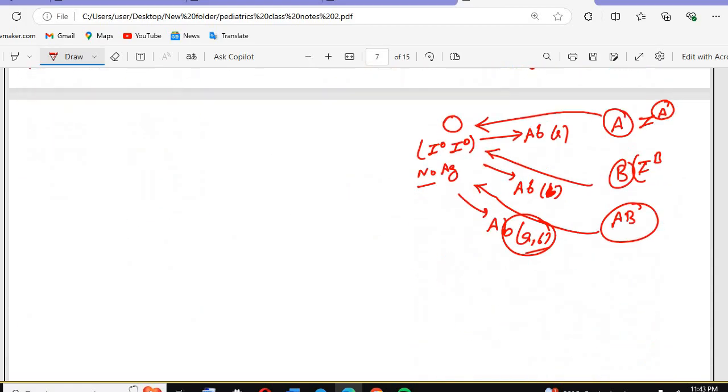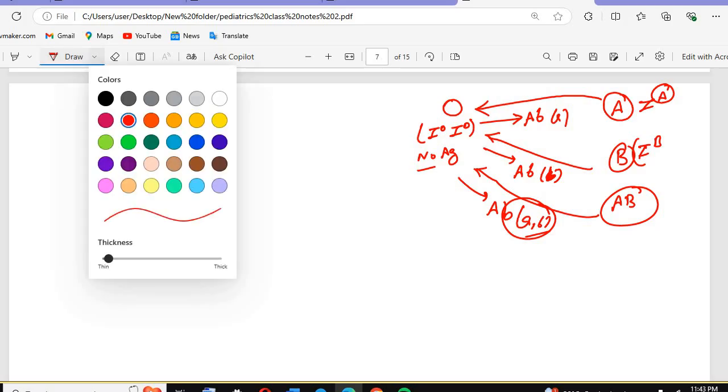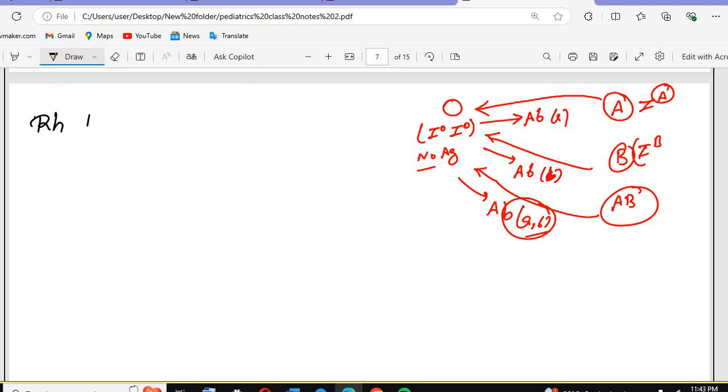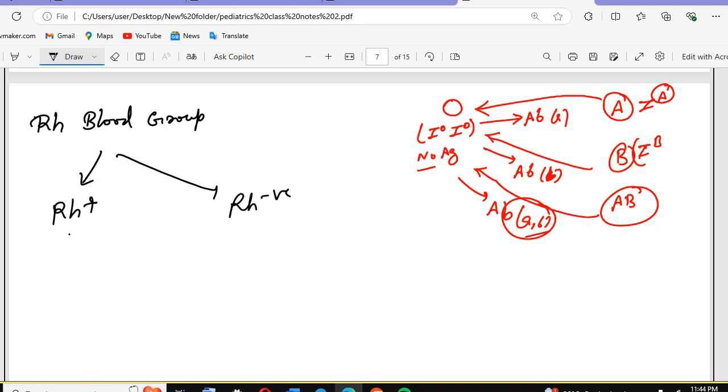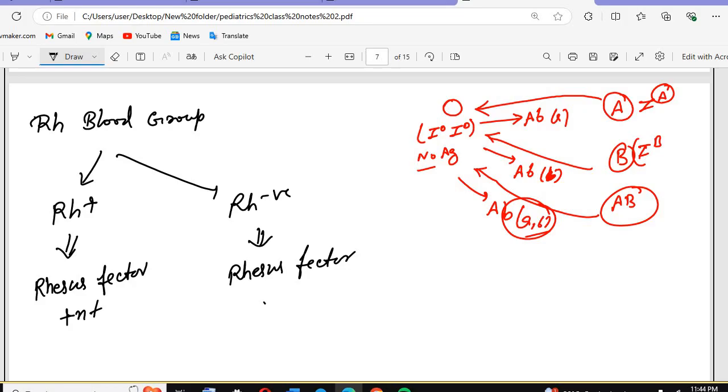Similarly, we have another blood group system, that is the RH blood group. This is very simple. There are two types, RH positive and RH negative. RH positive means they have a factor, the rhesus factor, which was first discovered in the monkey. RH means rhesus. So in RH positive the rhesus factor is present, and in RH negative the rhesus factor is absent.